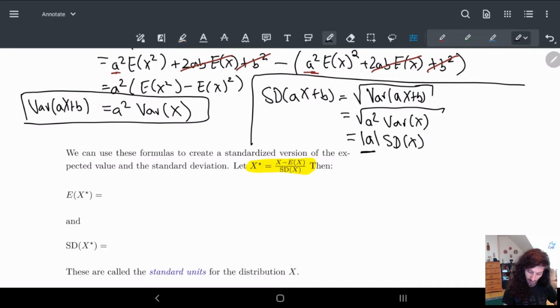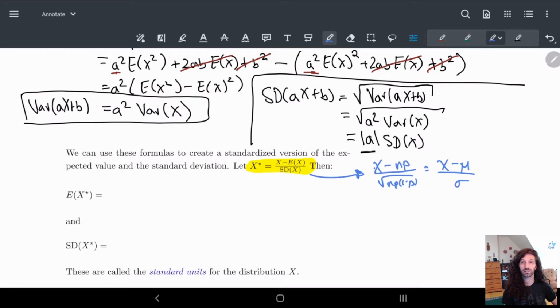The reason this should look familiar is that in the binomial case, we get x minus np over the square root of np(1 minus p). And you should recall this as x minus mu over sigma. So this is the idea here, to standardize everything in this way.